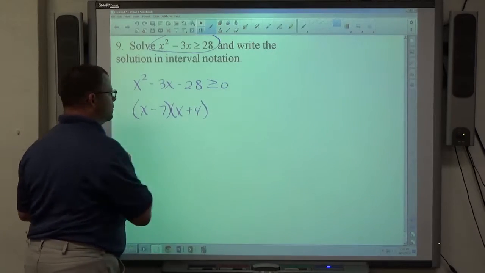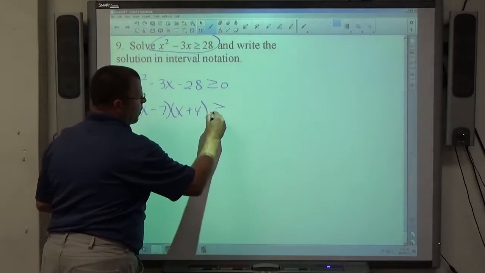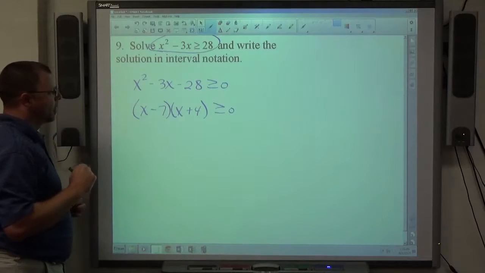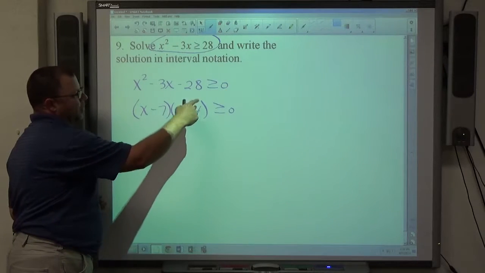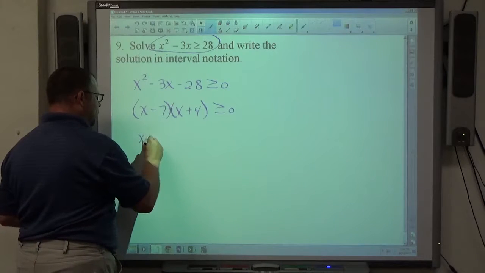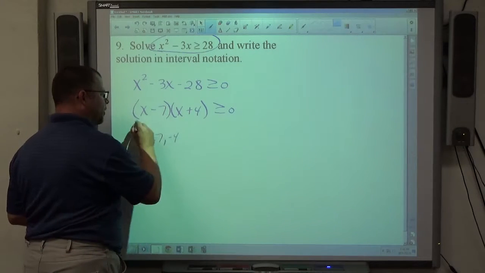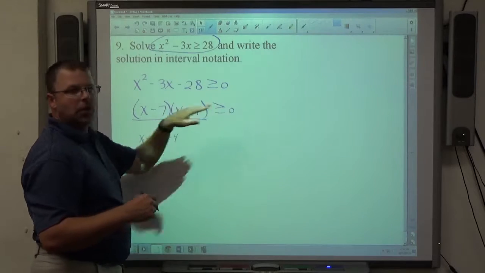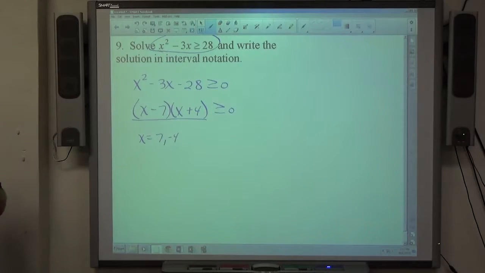And we're staying with greater than or equal to 0. All right. Negative 7 times 4 is negative 28. Negative 7 plus 4 is negative 3. That means when x equals 7 or negative 4, this expression equals 0. So we've got the equals 0 part taken care of.